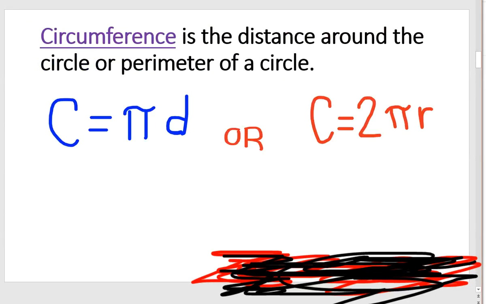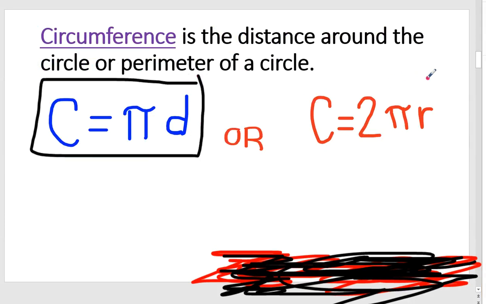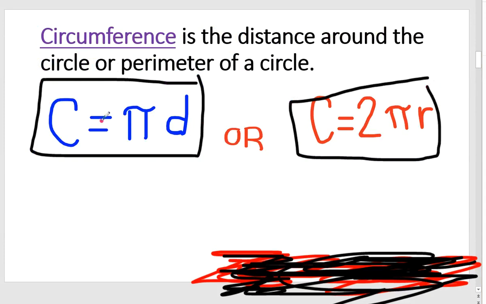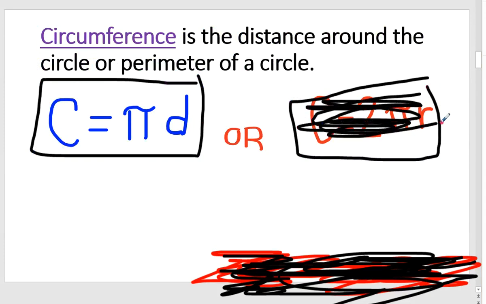Today we're going to calculate the circumference of a circle. We are going to use the formulas. Here are the two possible formulas to use. And today we're going to focus on the blue formula because we're going to do an example where they give us the D, the diameter, and I will do another video with this red formula that I crossed out.